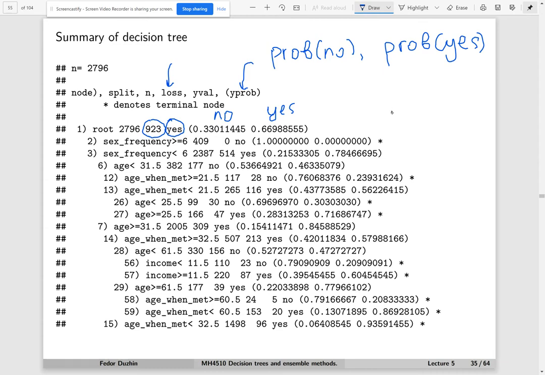Same thing. Terminal nodes correspond to making decisions, so they are labeled by stars. Given some new observation, we can just go down along the tree and see how it is classified. Okay, now, here is how it is plotted.